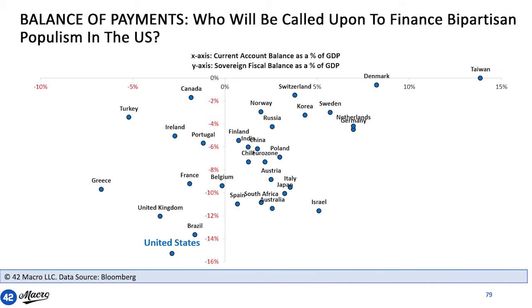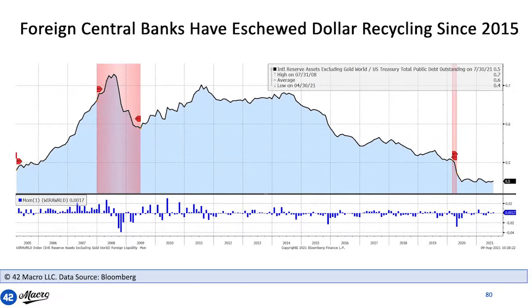And so what we're showing here on the x-axis is the current account balance as percent of GDP. The y-axis is the sovereign fiscal balance as percent of GDP. And we obviously have a problem. We can't finance it ourselves. We have a net national savings deficit. So somebody's got to plug that hole. Is it going to be foreign investors, or who knows? Let's find out. On slide 80, foreign central banks have eschewed dollar recycling since 2015.